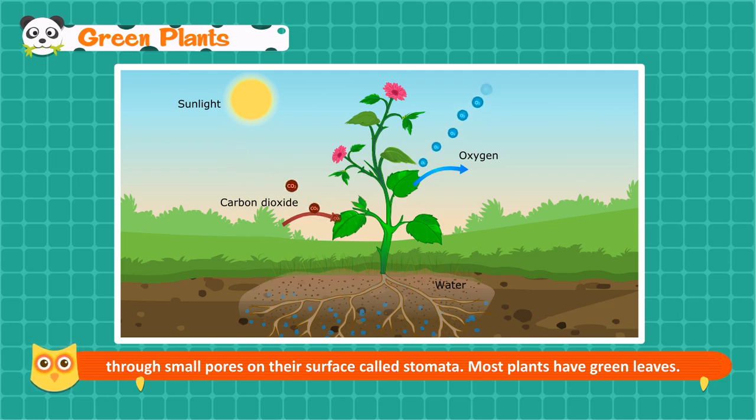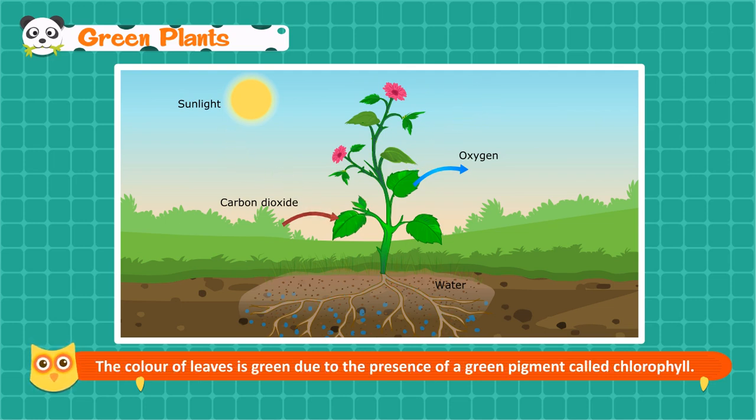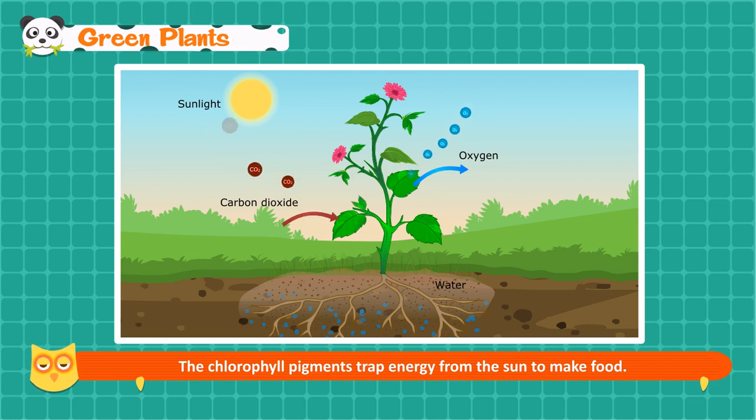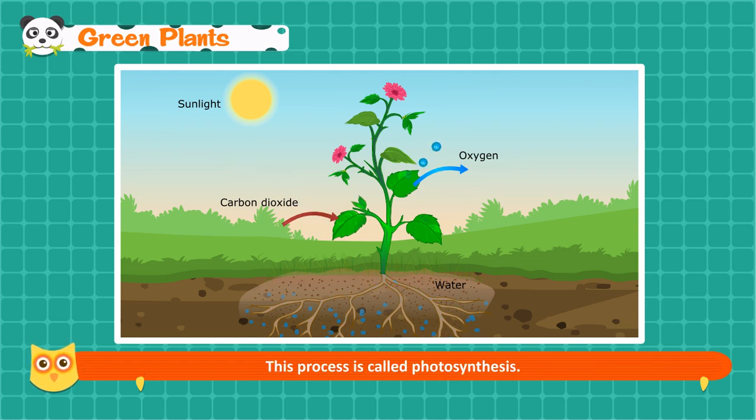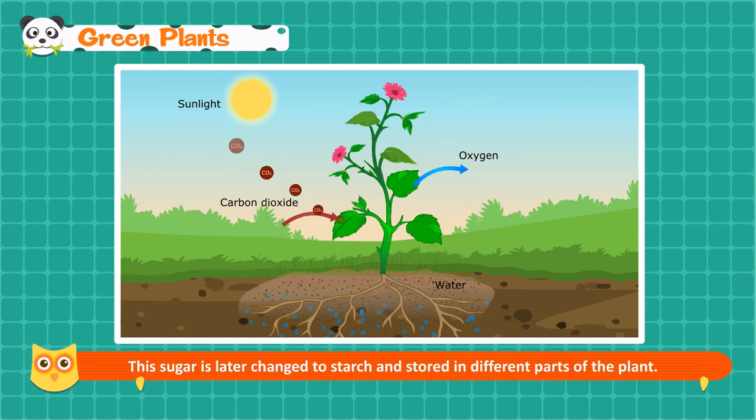Most plants have green leaves. The color of leaves is green due to the presence of a green pigment called chlorophyll. The chlorophyll pigments trap energy from the sun to make food. This energy is utilized by chlorophyll to make sugar with the help of water and carbon dioxide. This process is called photosynthesis. This sugar is later changed to starch and stored in different parts of the plant.